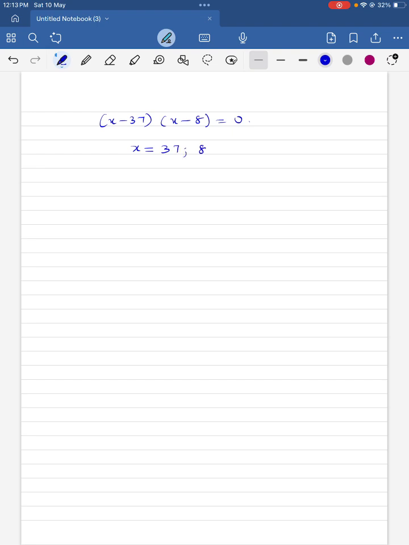Okay, but I cannot take the value of x as 37. Why? Because then the length of pond, which is 50 minus 2x, would become a negative value. So I will not take x as equal to 37. Instead, I will take x as equal to 8.